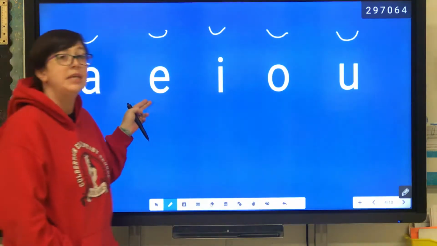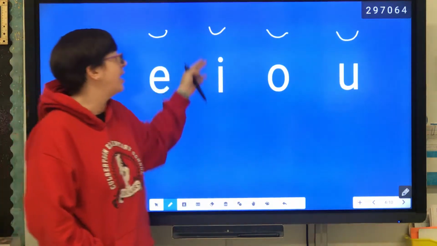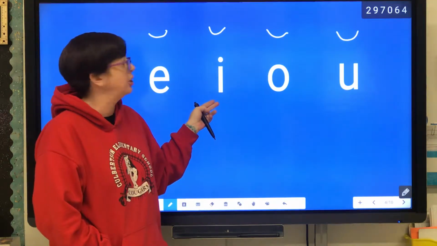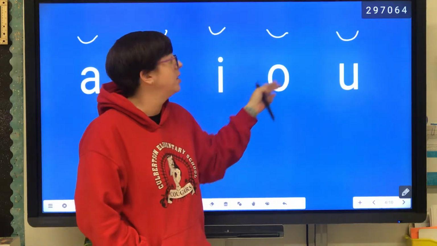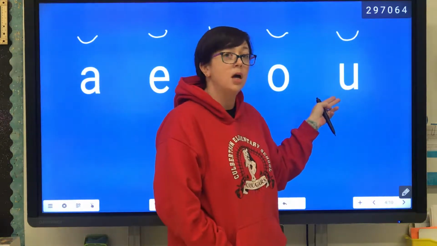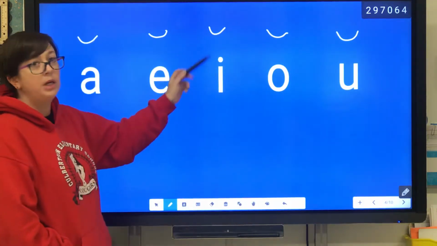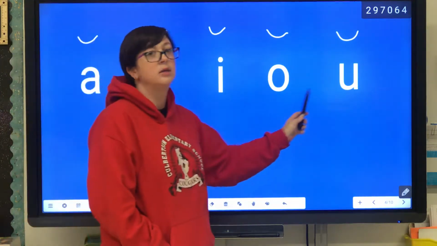If we have a short A, it would be a as in apple. If we have a short E, it would be e as in the name Ed. If we have I, it would be i like itch. A short O would be o as in octopus. And a short U would be u as in up. Again, the short vowels are marked with a breve.